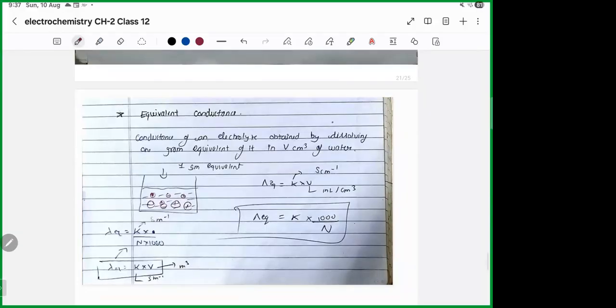In the last class, we were talking about molar conductance. So can you tell me what is molar conductance if you have revised anything?